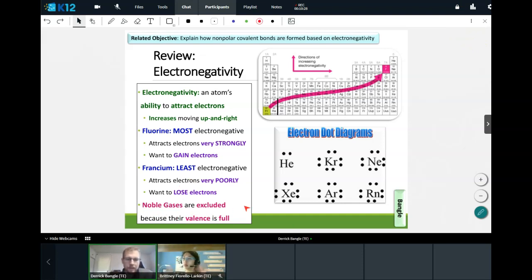Note that noble gases are excluded from this because their valence shell is full, right? They already have the octet rule satisfied. Remember, all except for helium, but that's just because helium doesn't have enough shells to contain those 8 electrons. It just has the smallest innermost shell, but it still is happy with its 2 electrons, all right?